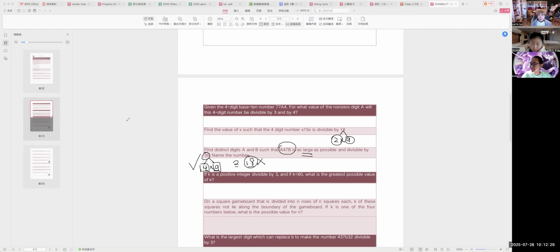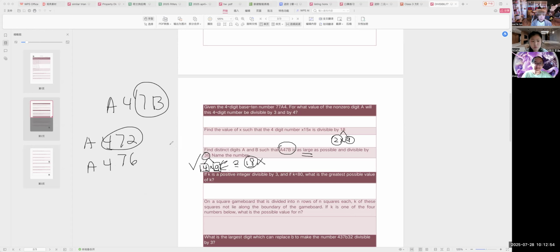Okay, and the number is divisible by 4. So A47B, we just look at 7B, right? So 72 is divisible by 4. 76 is divisible by 4. And that's it. Right, Zoe? Okay, so Amelia, did you get it? So A472 and A476. Let's take a look at whether these numbers are divisible by 9.